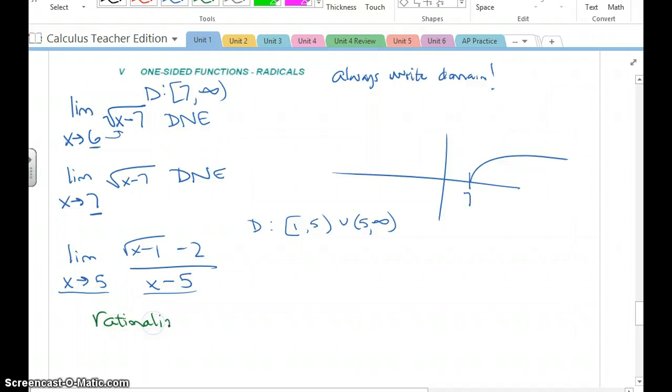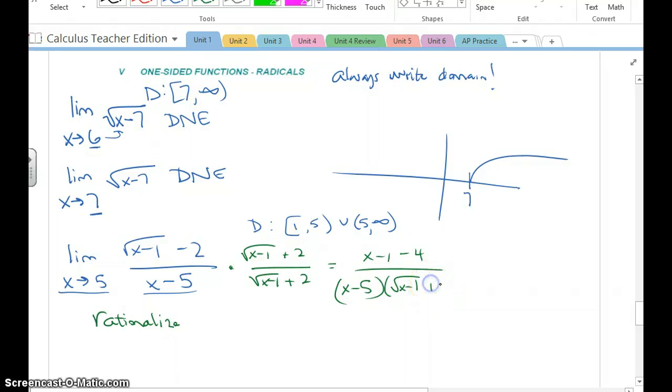Whenever we have square root functions where the point is in the domain, but I'm getting a 0 in the denominator, I'm going to rationalize. Hopefully you remember what that means, but I'm just going to multiply by the conjugate, the opposite of this in a sense. So the square root of x minus 1 plus 2 over itself. When we multiply this out, we get x minus 1 minus 4 over, and I'm not going to multiply the denominator out, I'm going to write it as it is, because you'll notice that in the numerator I have an x minus 5 that I can cancel with the denominator, and now I can just plug it in. When I plug this in, I get 2 plus 2, and so my answer is 1/4.